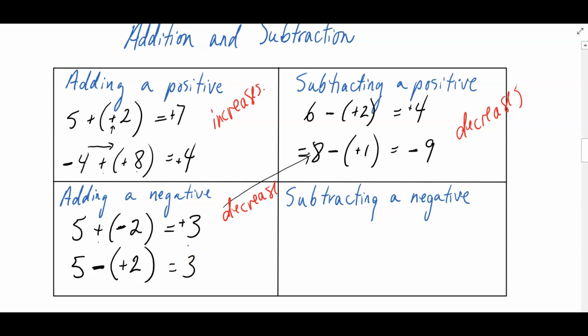Now, for subtracting a negative, let's see. 6 subtract negative 2.